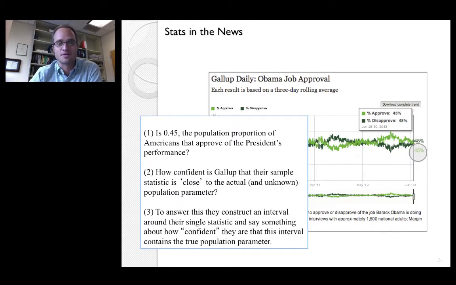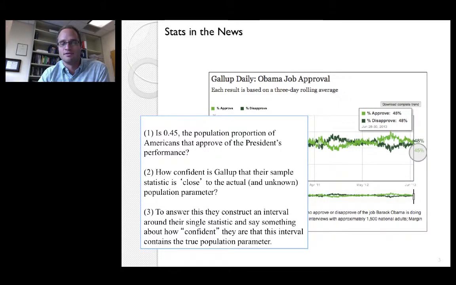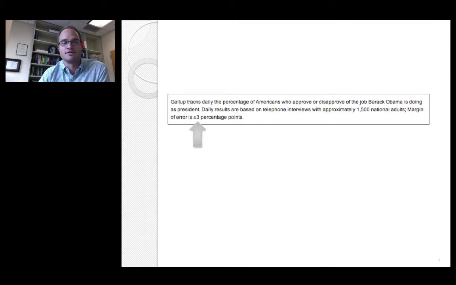And so to answer this question about how close it is to the unknown parameter value, they construct an interval, a confidence interval around their sample statistic, and say something about how confident they are that this interval contains the true and, of course, unknown population parameter. So we'll go back at the end of this lesson and try to recreate their interval. I'm pulling this from the bottom of the image here and separating it on its own slide.